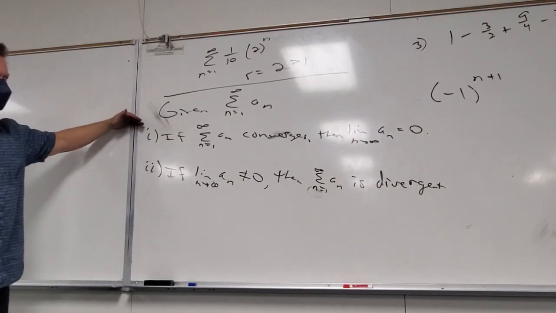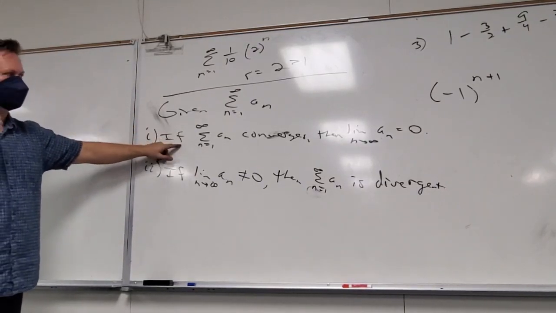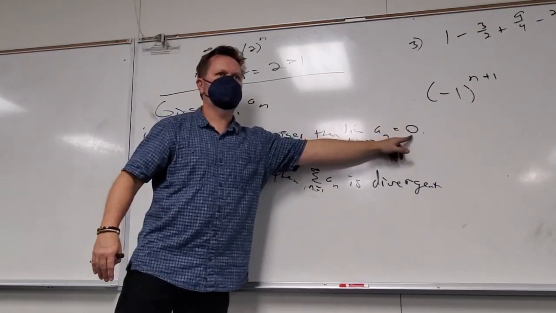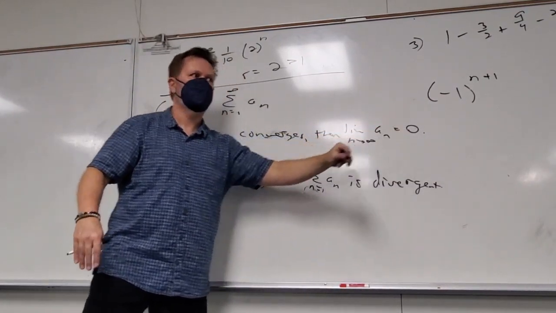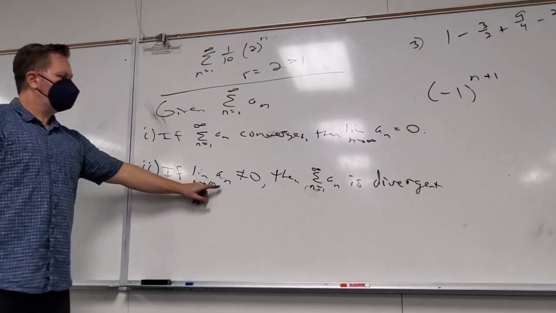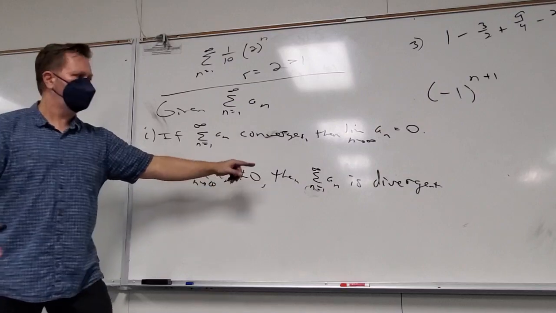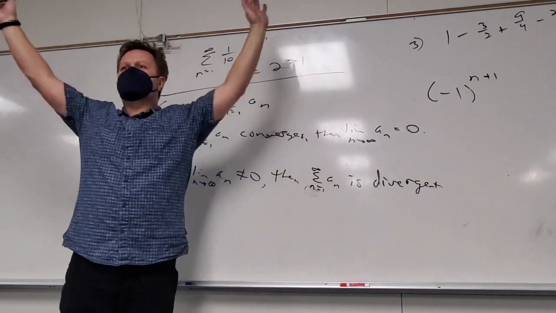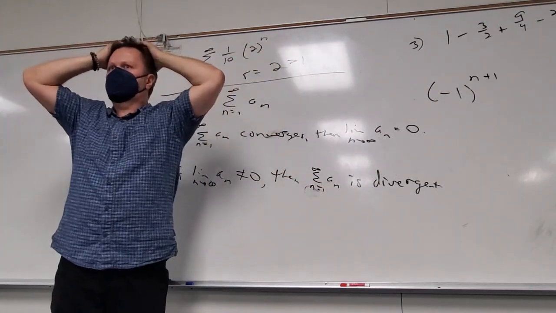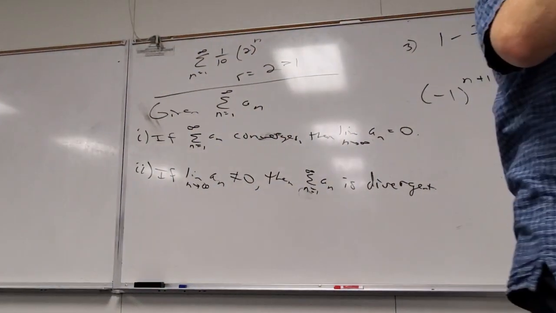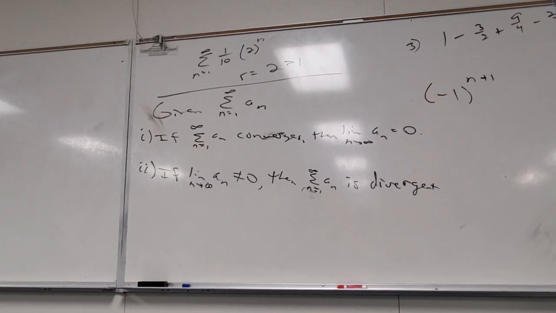But do you guys really understand? If I have a convergent series, the limit of the sequence elements is zero. If the sequence elements of the series don't have a limit of zero, then that series diverges. There's no chance for it to converge. So in order for a series to even possibly converge, the limit of its elements has to be zero.